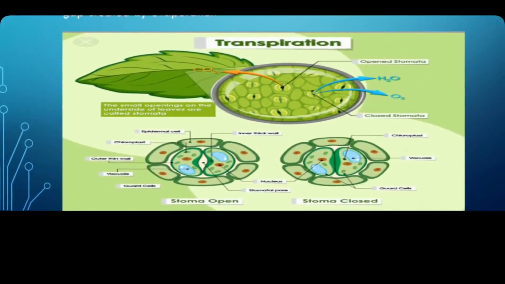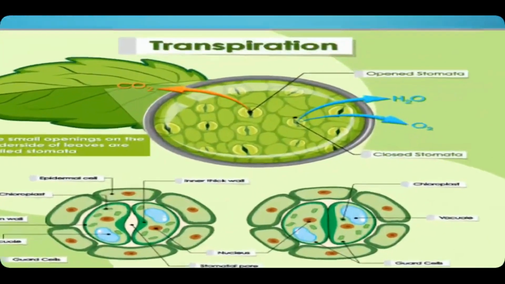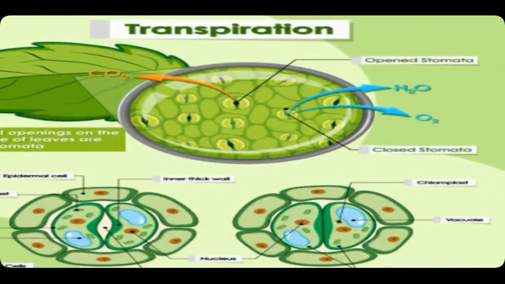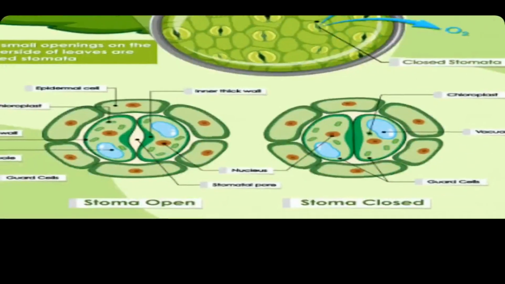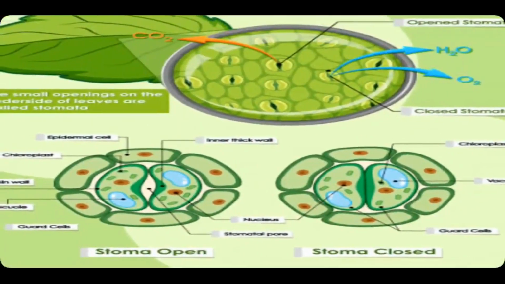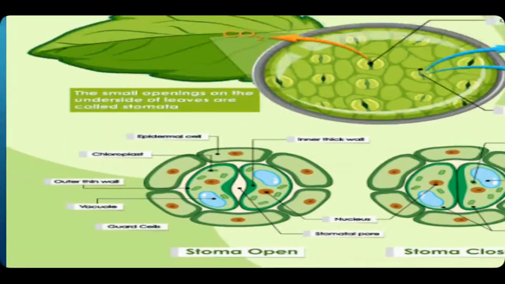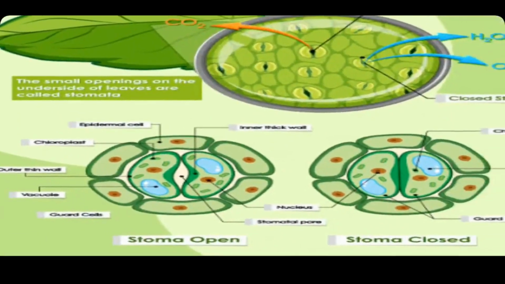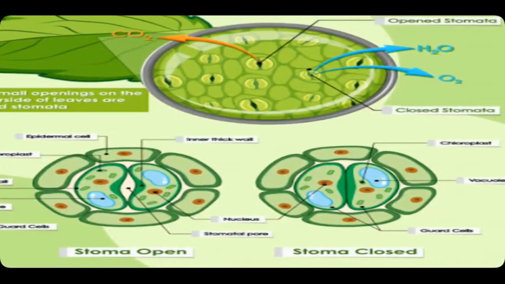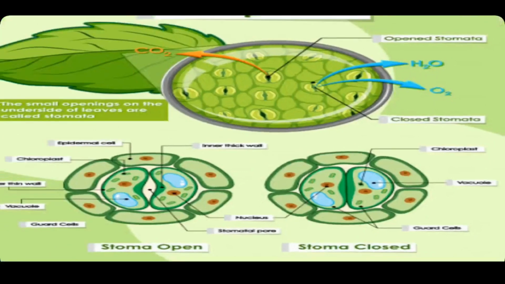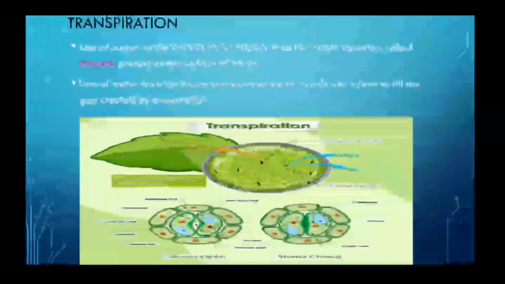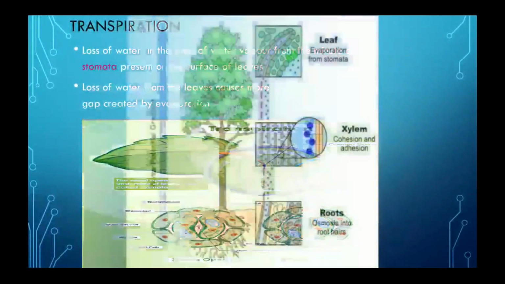Here you can see the leaf surface, and it has minute openings called stomata. You can see below the structure: these are the stoma open and stoma closed. Open stoma means that water is escaping into the atmosphere, and closed stomata means that water is absorbed by the lower cells. So this is the transpiration process, and this is the picture of it.